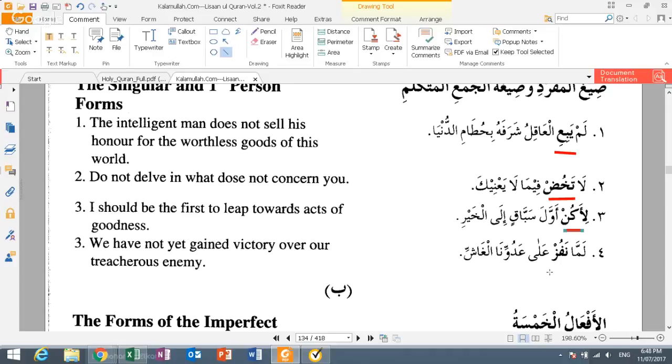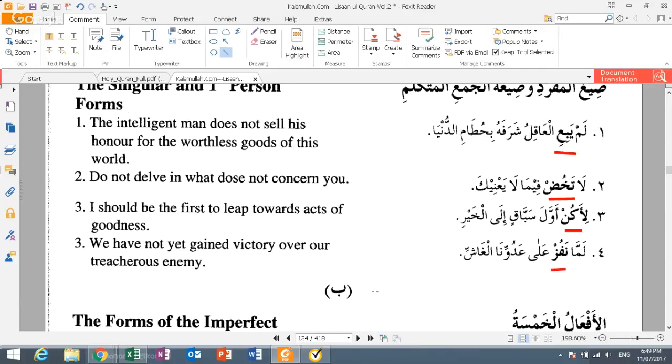Or go to the jamma mutakallim one. Lamma nafus, it was nafuzu. Okay, so now what happened? We put the harf jazm lamma, drop the ayn kalima, that was waw, and put the sukun on lam kalima, which is zahir. Okay, lamma nafus. Understand this?